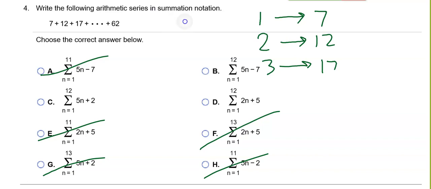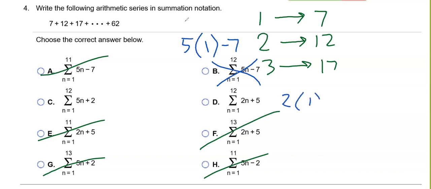So for instance, we can go to letter B, and we can do 5 times 1 minus 7. And as soon as we see that that's not equal to 7, we can get rid of that choice. And then we can try letter D, 2 times 1 plus 5. Well, that does equal 7. And we can try letter C, 5 times 1 plus 2, and that does equal 7. So far C and D are both valid choices.